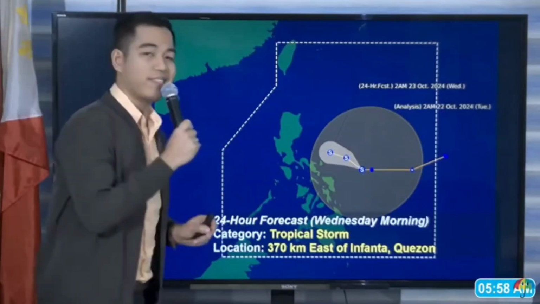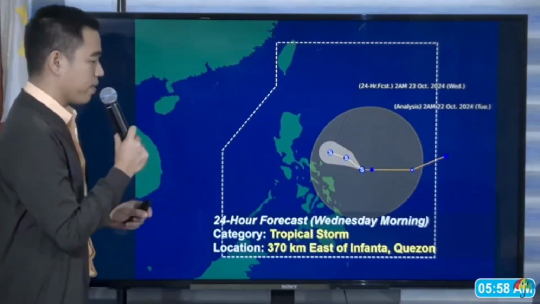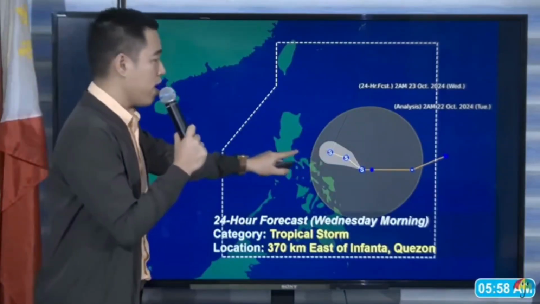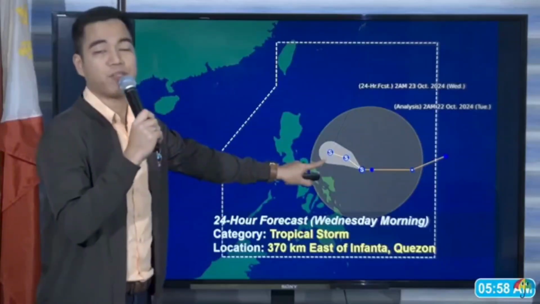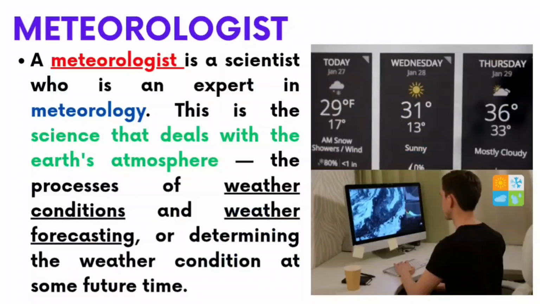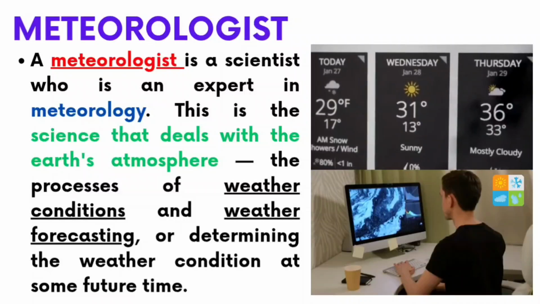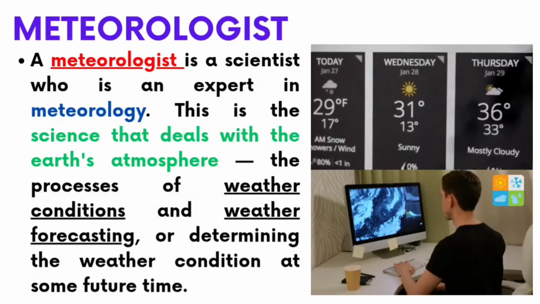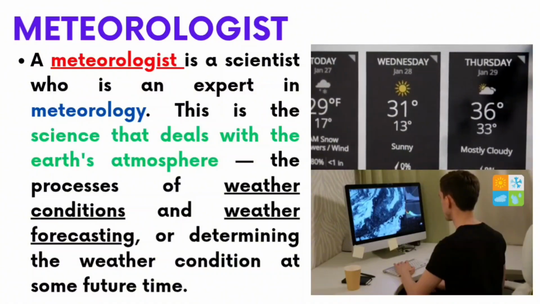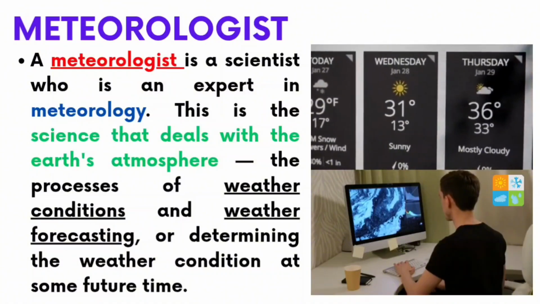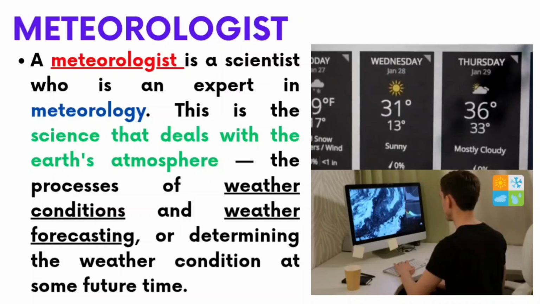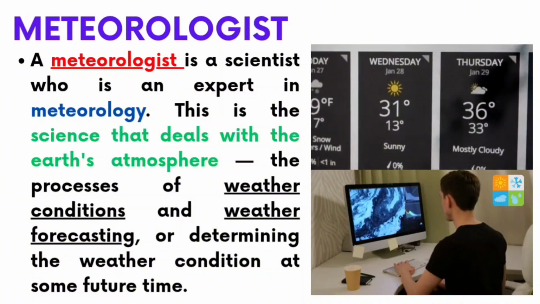Its primary goal is to ensure public safety by monitoring and studying conditions in the atmosphere. In the previous lesson, you explored the elements that are important in weather forecasting. Meteorologists depend on them to collect information about weather conditions. A meteorologist is a scientist who is an expert in meteorology. This is the science that deals with the Earth's atmosphere, the processes of weather conditions, and weather forecasting, or determining the weather condition at some future time.